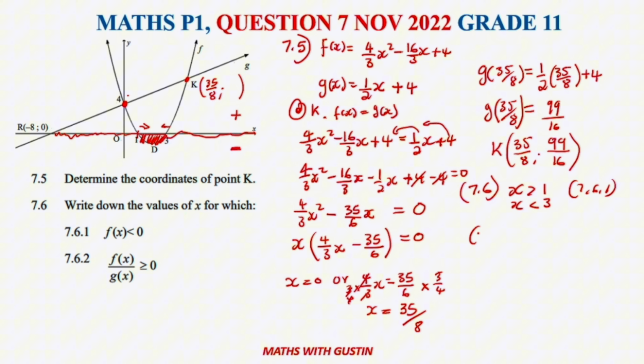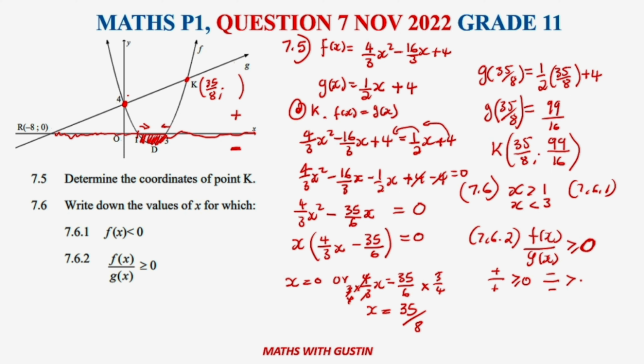Okay, moving right along, 7.6.2. It says for which values of x is g of x greater than or equal to 0. So therefore it's where you have a positive divided by a positive number, or in an instance where you have a negative divided by a negative.